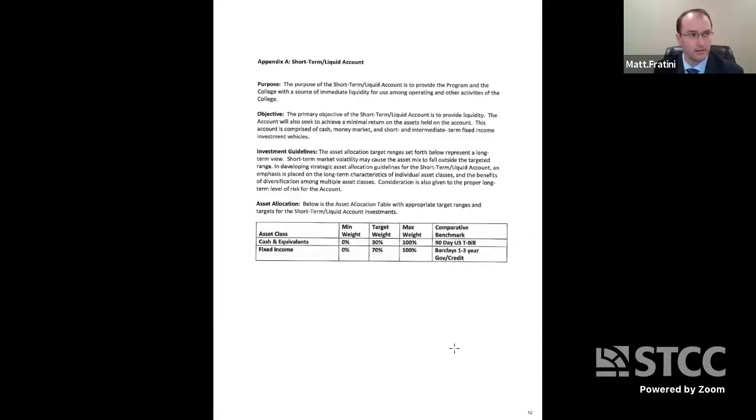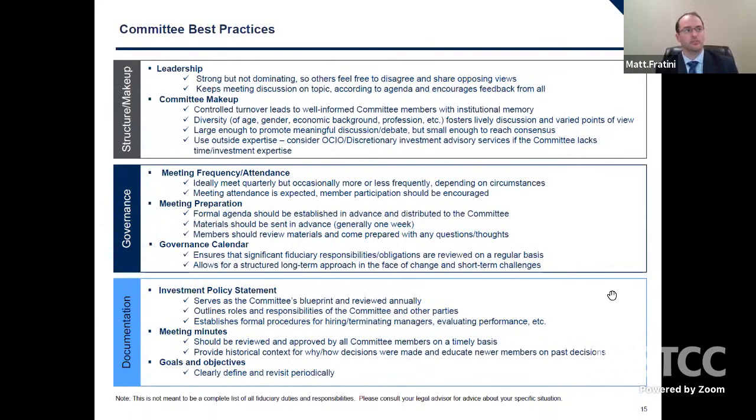So just moving ahead to the second part of the governance calendar, is just a review of what we believe are committee best practices. Confident to say that this group is following many of these best practices, so no areas of concern. Just highlighting a few on this page here as an example. Under the governance section, middle half of the page here, meeting frequency: we're meeting on a quarterly basis. Very well attended meetings also. Meeting preparation: there's meeting minutes going around. That's very important that there's a record of what's happening. We're following the investment policy statement, and also the materials are sent out well in advance.